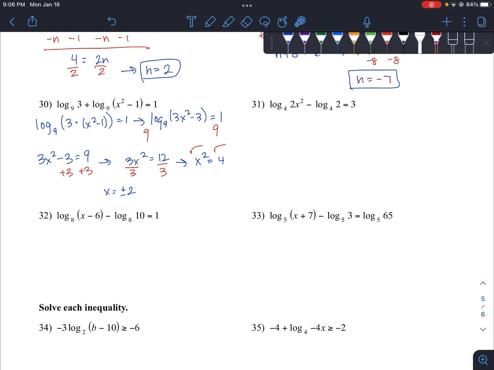I just need to make sure that if I plug these answers into this logarithm right here, I don't make what's inside negative. So for instance, if I plug in positive 2, that becomes 4 minus 1, which would be 3. If I plug in -2, well, -2 squared is still 4, minus 1 is 3, so both work. Okay, so we're good.